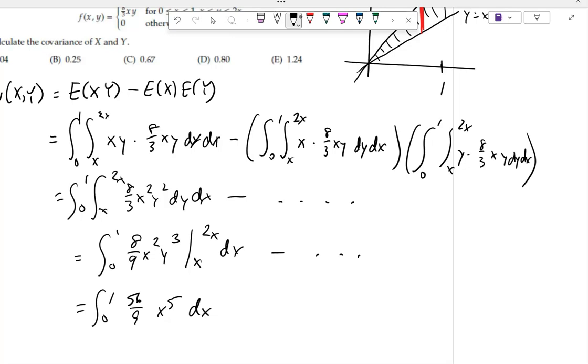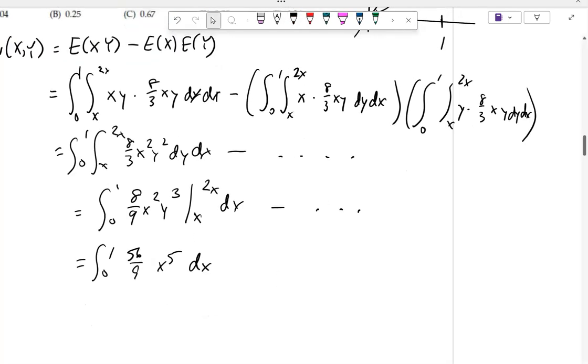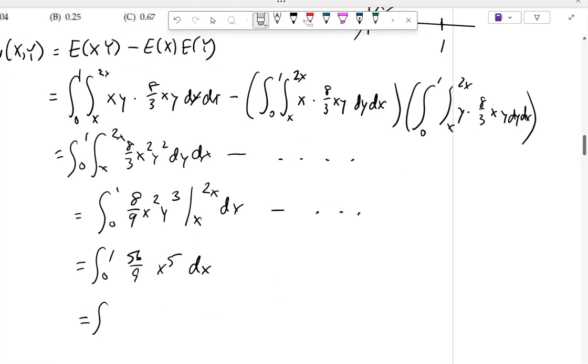Okay. Then an antiderivative for this would give me 56 over 54 times x to the 6. 56 over 54 is 28 over 27. So I get 28 over 27 just for that piece. This is why I didn't want to do all of them. That part okay?